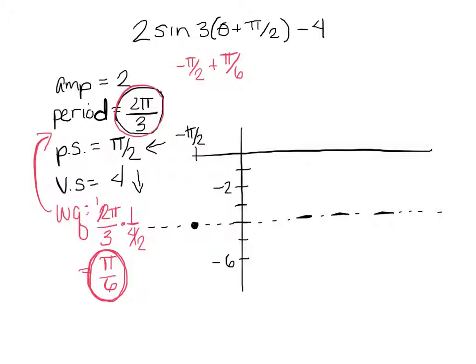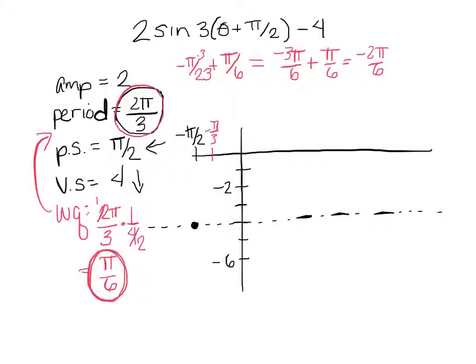So I'm at -pi over 2. I need to add pi over 6. I need a common denominator. -pi over 2, if I multiply by 3 on top and bottom, gives me -3 pi over 6. And I add on pi over 6. That gives me -2 pi over 6. So let's put that right there. That would be -pi over 3.